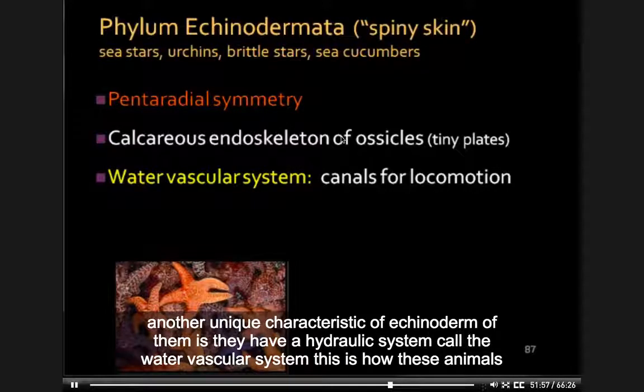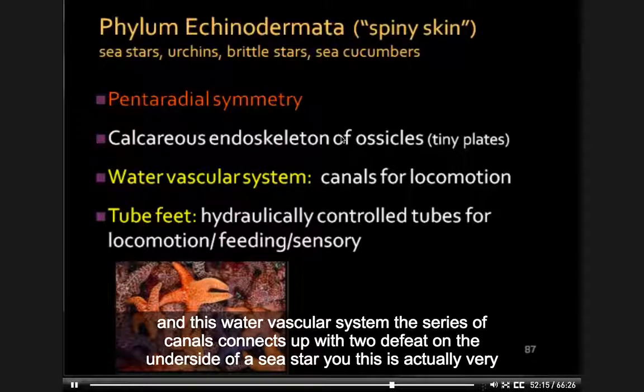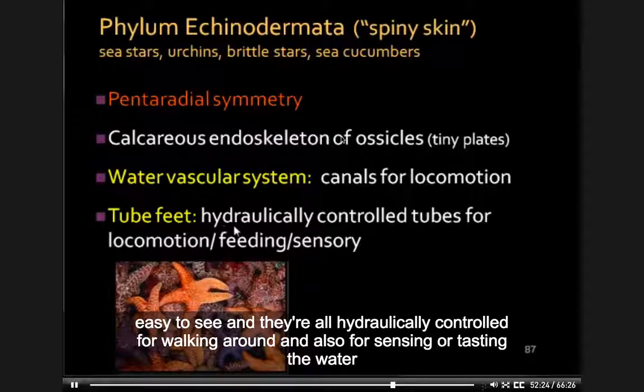Another unique characteristic of Echinodermata is they have a hydraulic system called a water vascular system. This is how these animals move. Definitely check out the videos that I have up on the course website so that you can see what the water vascular system is like in a video. And this water vascular system, this series of canals, connects up with tube feet on the underside of a sea star. This is actually very easy to see. And they're all hydraulically controlled for walking around and also for sensing or tasting the water.